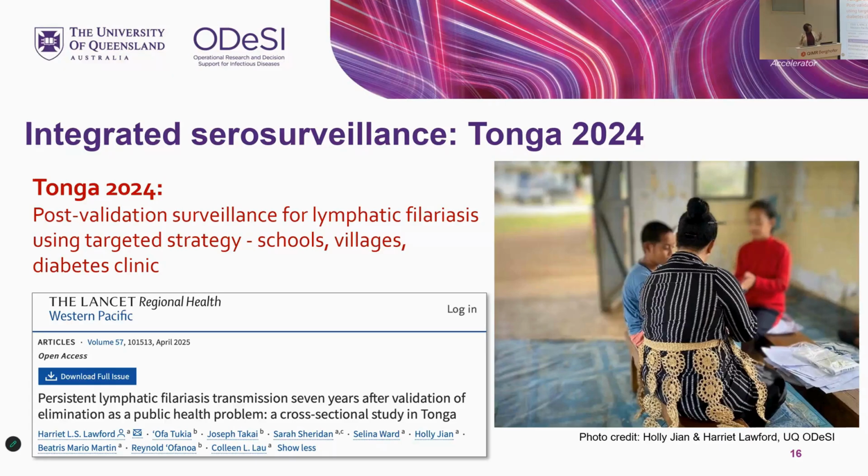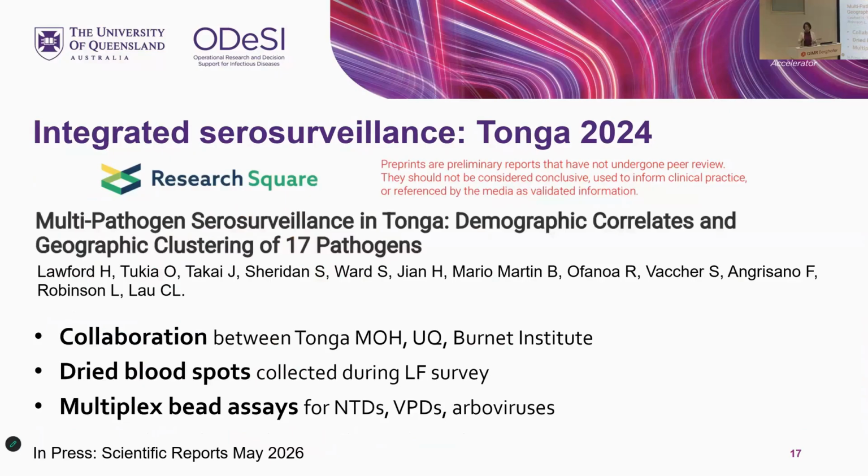So this was a targeted study going back to look at the previous hotspots in communities and in particular islands. But at the same time, we also collected these dry blood spots to test for a whole range of other things to make the survey more valuable for the country. And so this was a collaboration between the Ministry of Health, our group, and the Burnet Institute, and again, using multiplex bead assays. So the paper's just been accepted last week if people want to have a look at it, but there's a preprint there.